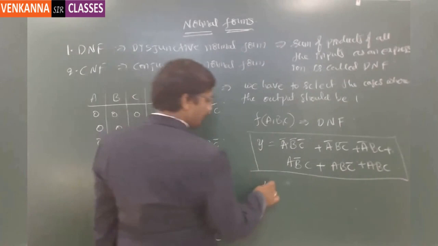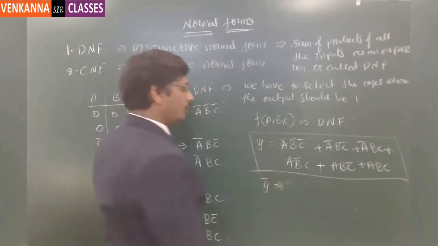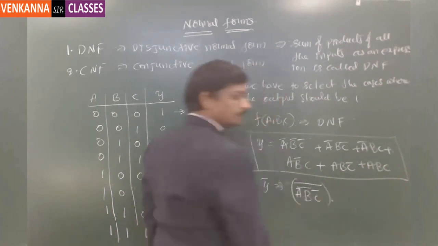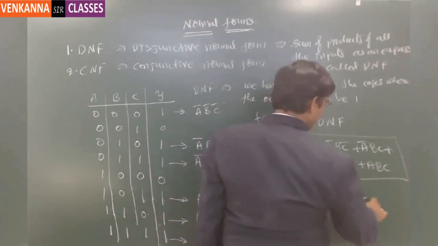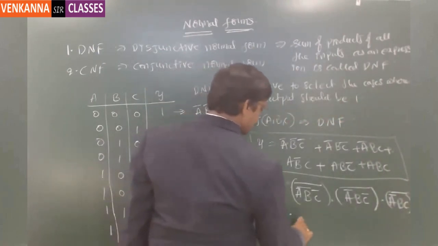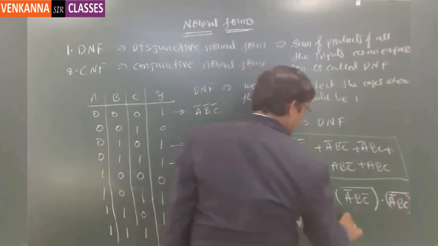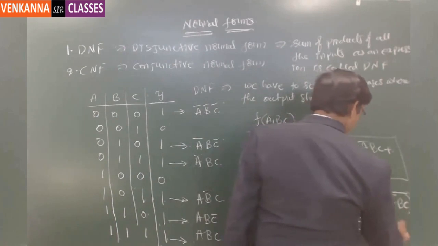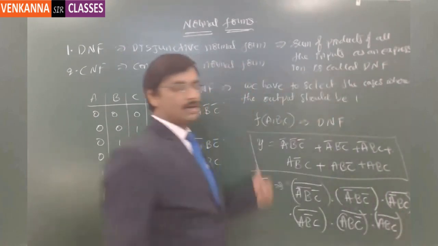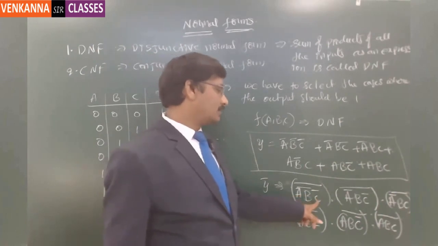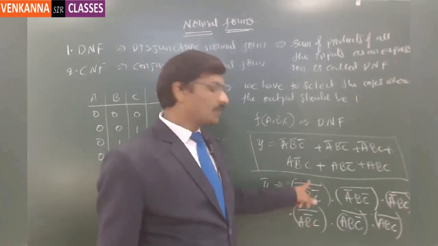Now if I apply y bar on it, this is going to be: A bar B bar C bar, whole bar, dot A bar B C bar, whole bar, dot A bar B C, whole bar, dot A B bar C, whole bar, dot A B C bar, whole bar, dot A B C, whole bar. So if you apply y bar on it, you are going to realize this. Now here, if you notice, the value of A bar B bar C bar is anyway going to be 0, and the inverse of that is going to be 1.